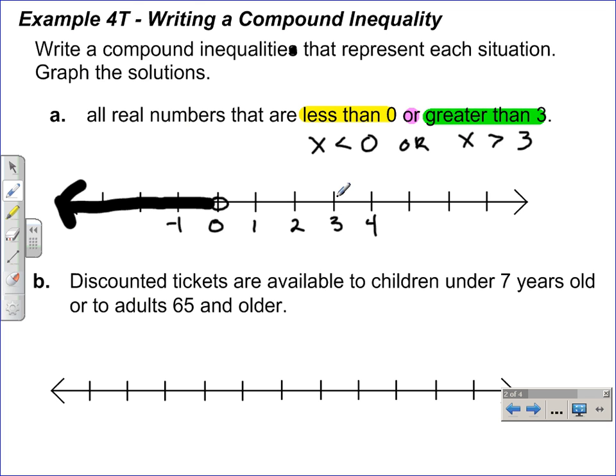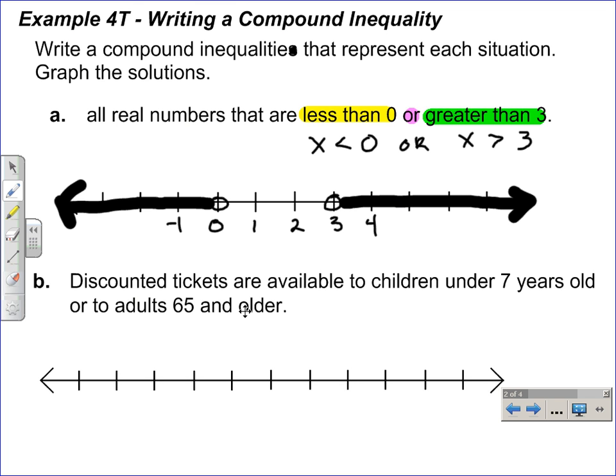On x is equal to 3, or greater than 3, when x is greater than 3, I'll use an open circle because there's no equal sign in the inequality. And I'll shade to the right because it says x is greater than 3. We can see 4 is plainly greater than 3.